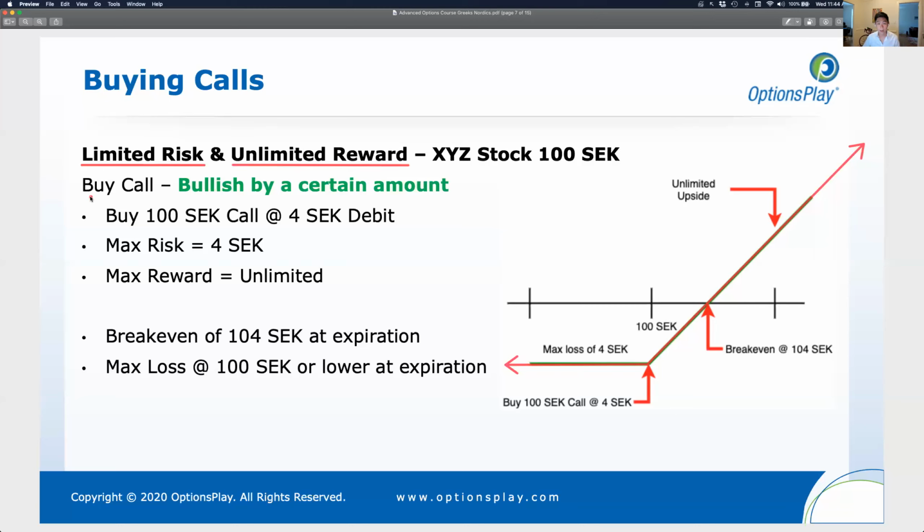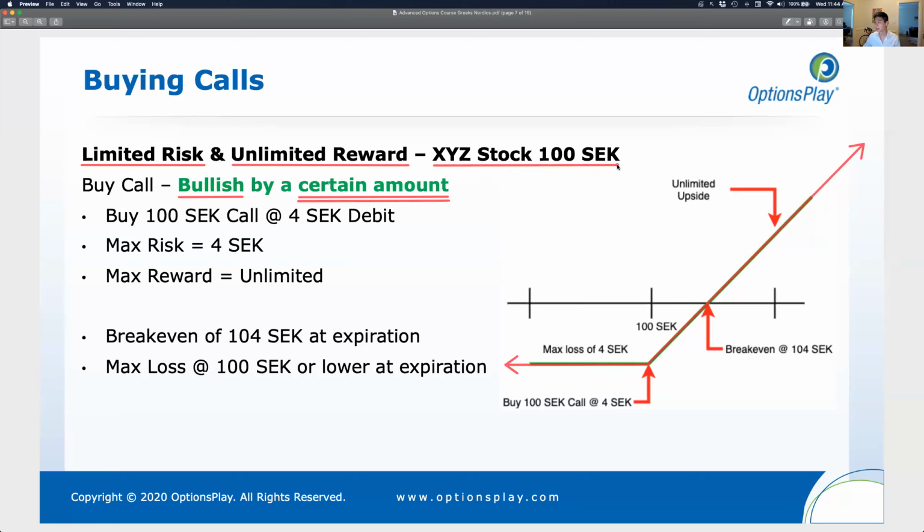However, when we're talking about buying a call option, normally we say that this is a bullish strategy. But from my perspective, just calling it bullish is not accurate enough. The correct understanding of a long call is that it's bullish by a certain amount. Now, what does bullish by a certain amount mean? In order to answer that question, let's take a look at this example.